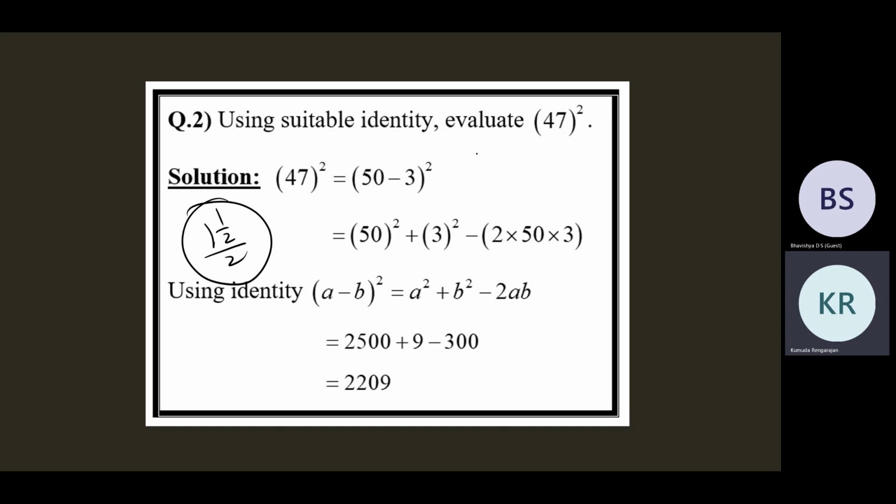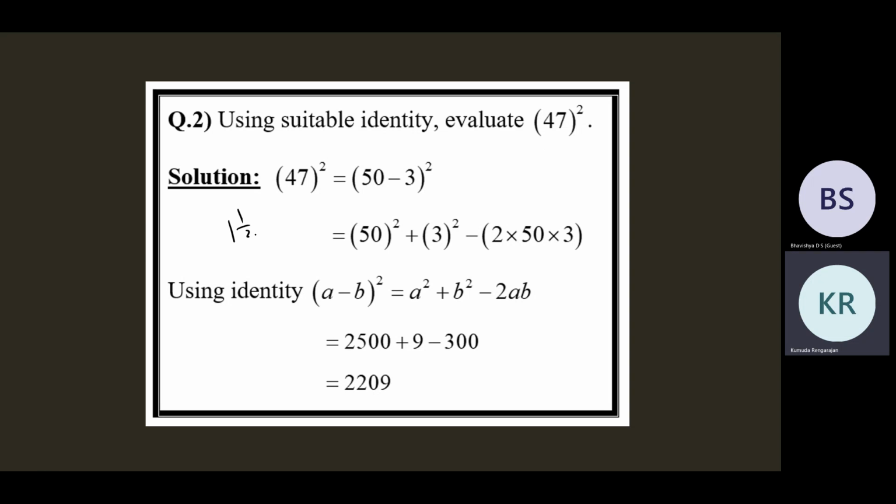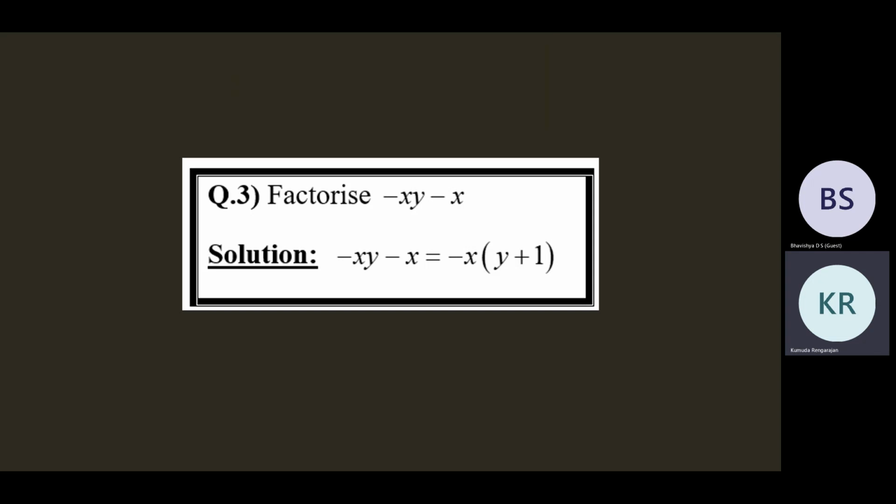Yeah, but you're also right. You've written 47 as 40 plus 7 the whole square, and you've used the identity a plus b the whole square. That's fine. So you get 1.5 on 2 for this. All right. Yes, ma'am. Okay, next one.